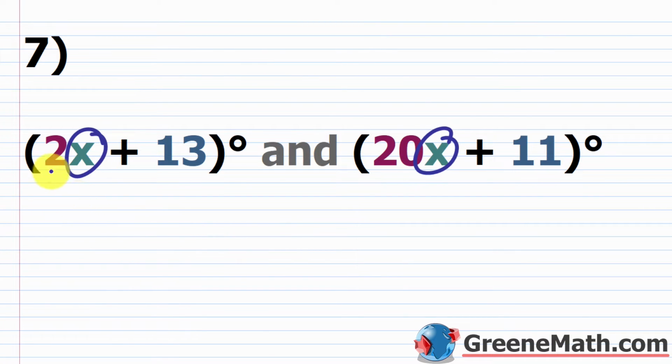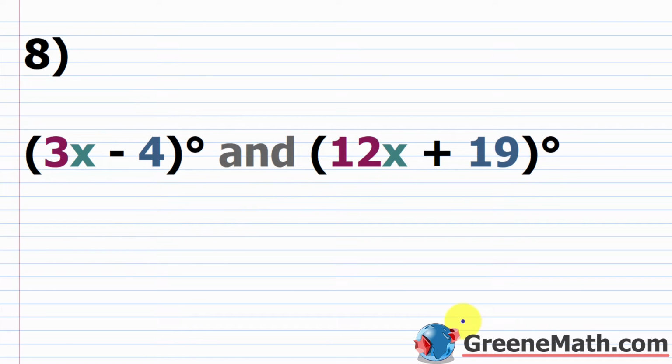So this one would be 2 times 3, which is 6, plus 13, which is 19. So 19 degrees. And then the other one, 20 times 3 is 60. 60 plus 11 is going to be 71, so that's 71 degrees. And again, you can always check your work. If you have complementary angles, they're going to be two positive angles, and the sum's going to be 90 degrees. So these are both positive angles, and if I sum them, 19 degrees plus 71 degrees is 90 degrees.